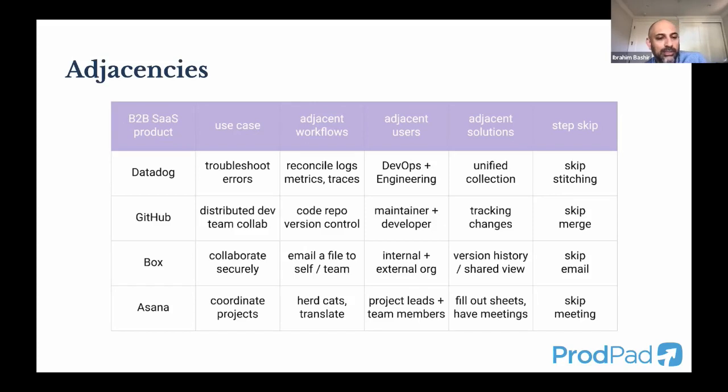But let's run through a couple more examples. So GitHub's use case is distributed developer team collaboration, right? The two workflows that they merged were storing your code repository and managing the version control. They brought together these two key users, which was the person who was developing the code versus the person who was involved with maintaining version control, right? And the adjacent solution that they brought into it was tracking changes. The whole git protocol makes tracking changes much easier. So what step did GitHub let you skip? GitHub let you skip this whole merge.